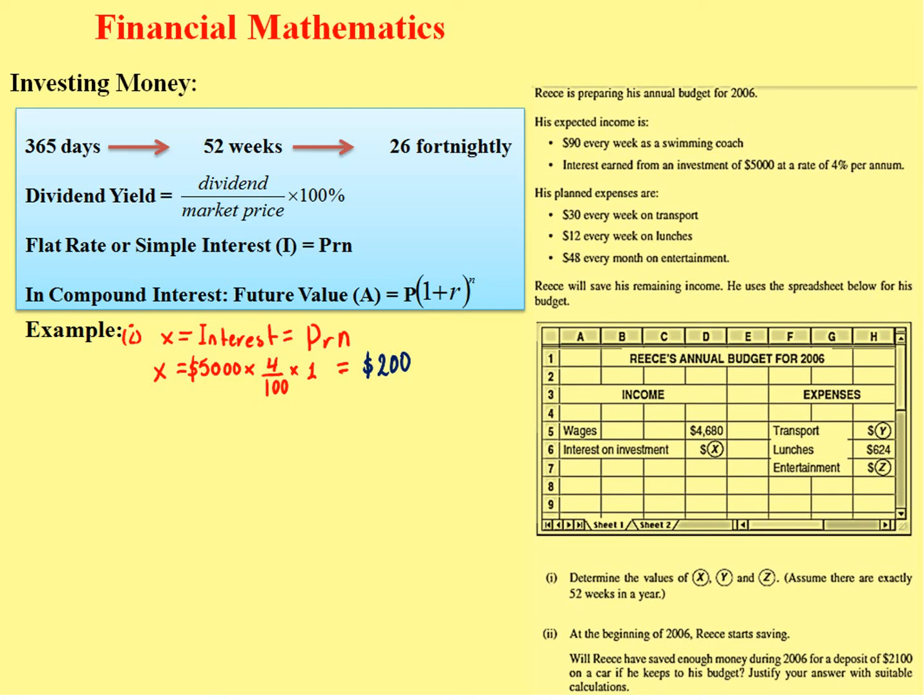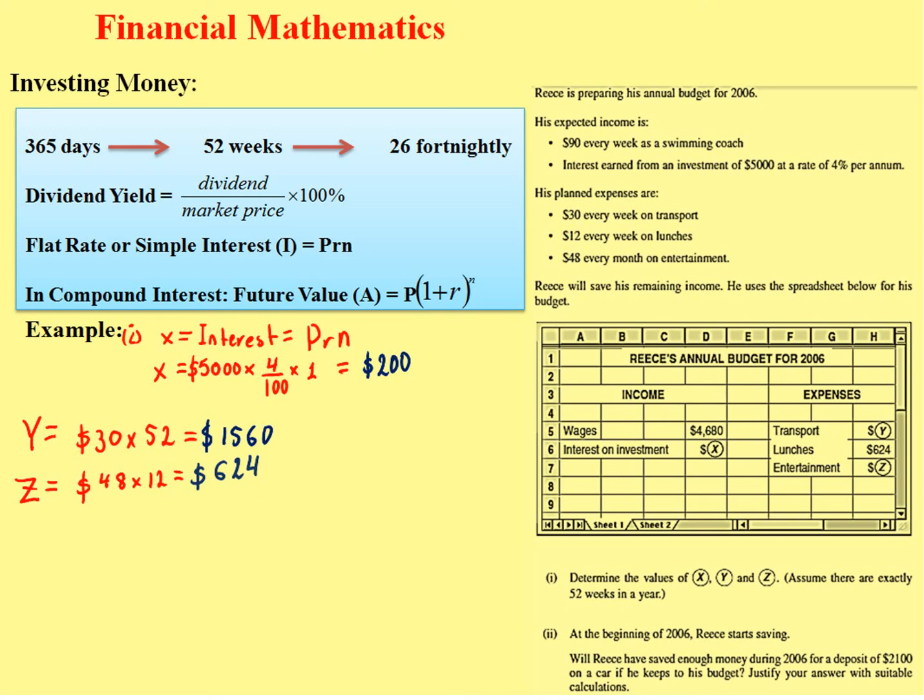Now the Y is how much he spent on transportation per 1 year. That would be $30 times 52, because we have 52 weeks in a year, and that would give me $1,560. Now the Z is how much he spent on entertainment per year. We have 12 months, so we multiply by 12 and we get an answer of $624.